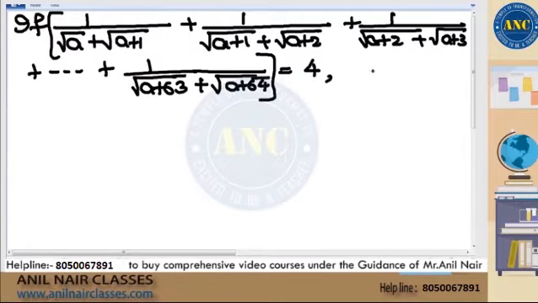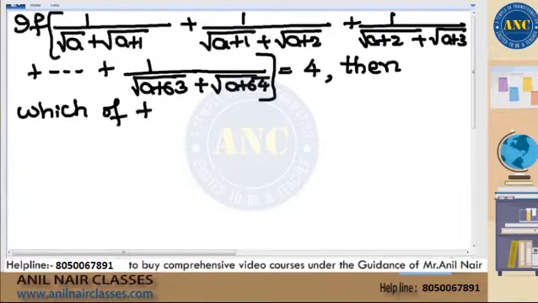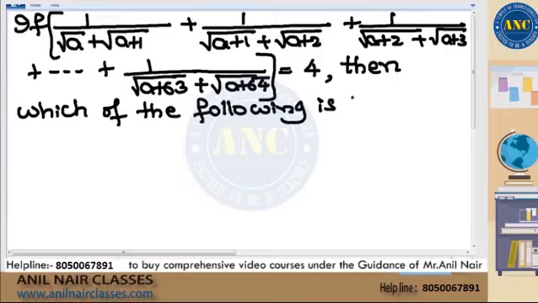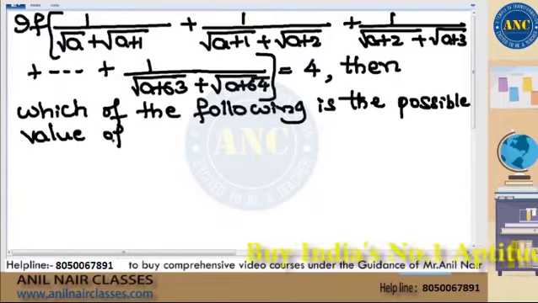Your question is, if this is the condition, then which of the following is the possible value for a, right? What is a value is the question. Which of the following is the possible value of a? I am having a little cough, so sometimes in between I might cough.